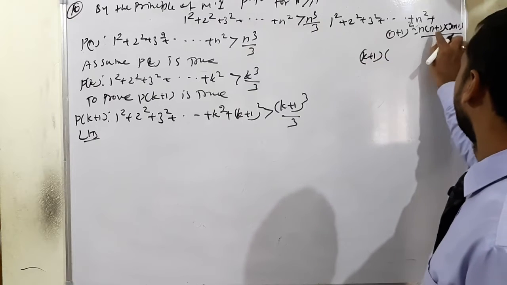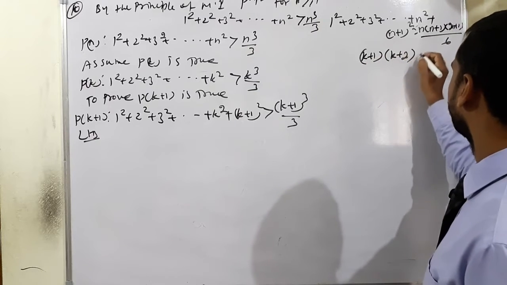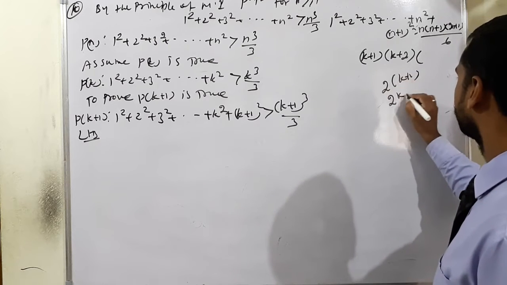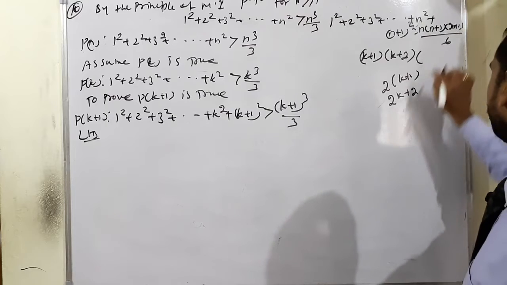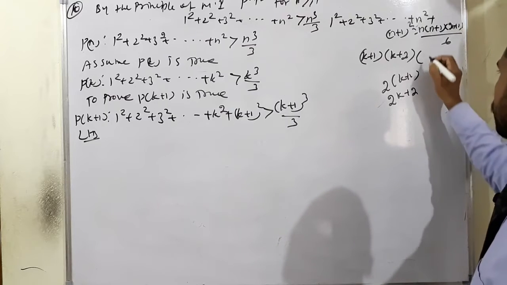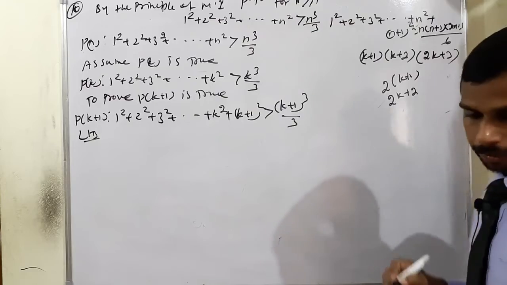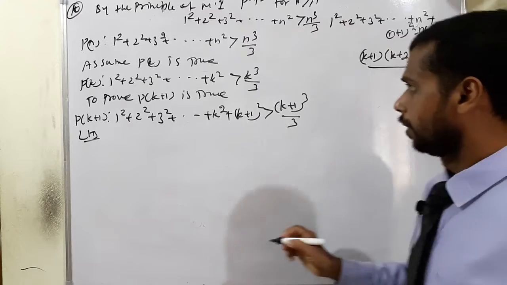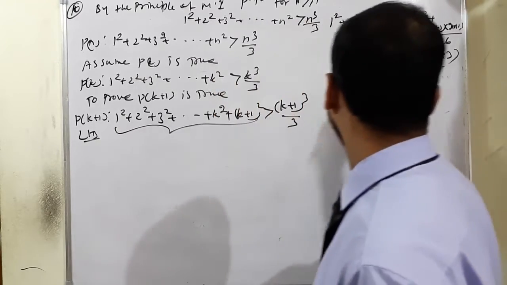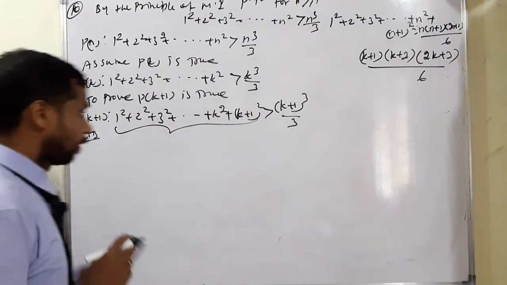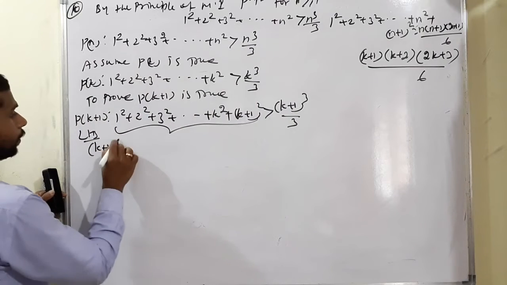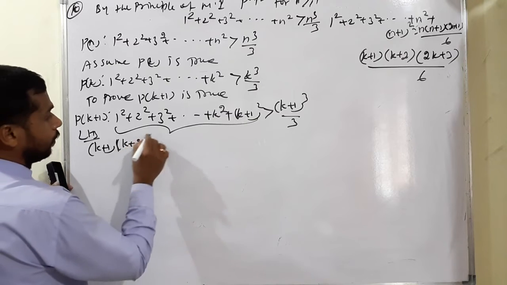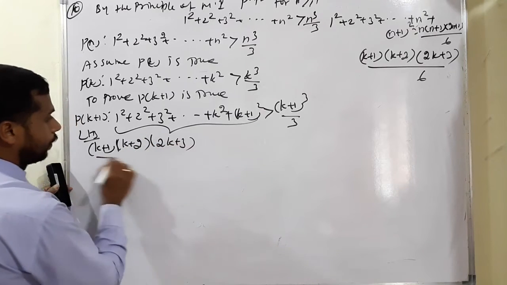So k plus 1, already n plus 1 is there, therefore we can write it k plus 2. Then 2n, what is the meaning? 2 into k plus 1, which means 2k plus 2. Already one more plus 1 is there, therefore 2k plus 2 plus 1 means plus 3 will come. So 2k plus 3 divided by 6. So instead of this term we can apply k plus 1 into k plus 2 into 2k plus 3 divided by 6.